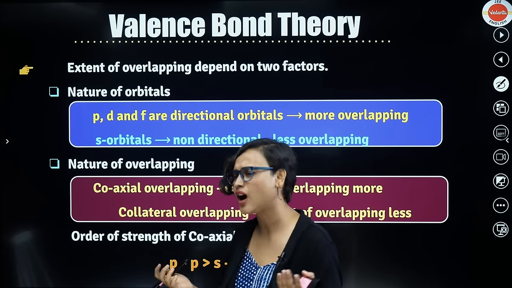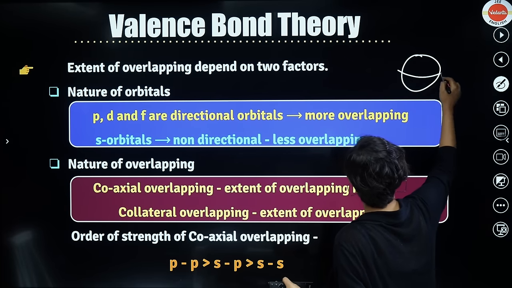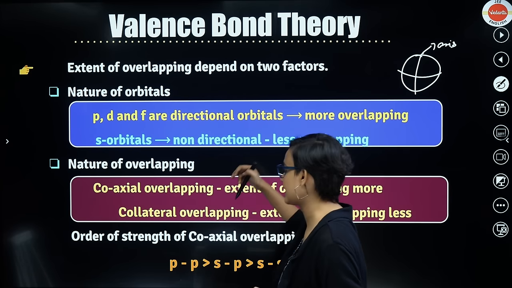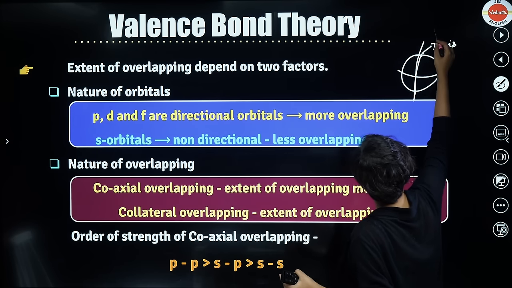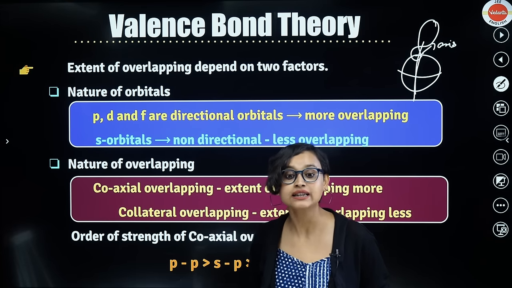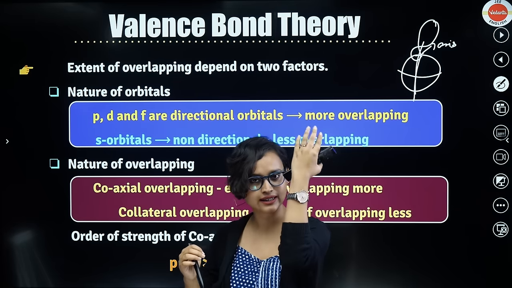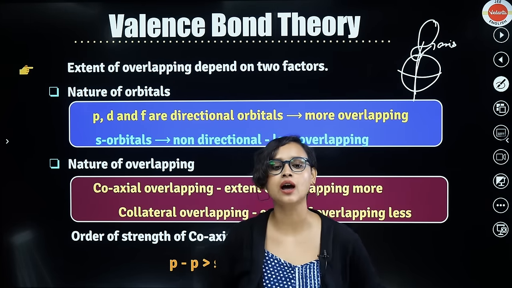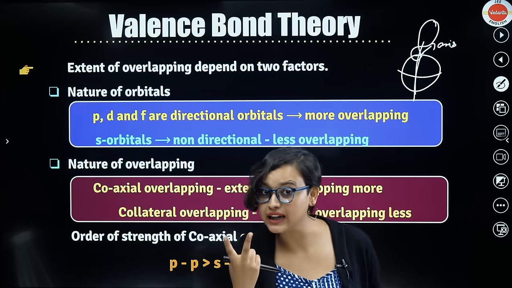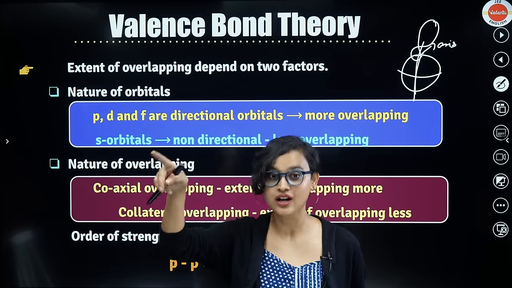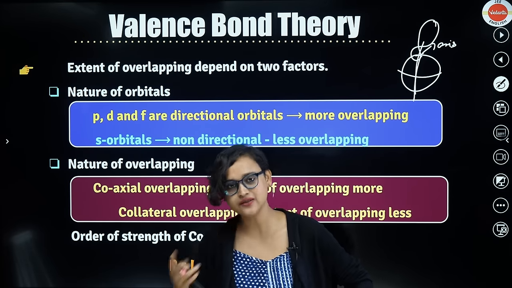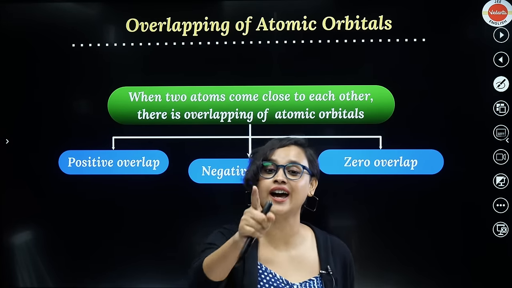Nature of overlapping. Now see, you know how the earth looks, guys? The earth looks like this, right? This is your equatorial and this is your axis, correct? So if it is coaxial, if this is your axis, and another one is coming right along it, then the overlapping is more. If it is collateral, like this is the one and there is another one beside it, then the extent of overlapping is less. Now, if it is p and p, then the overlapping extent is more. If it is p and s, it is a little less. If it is s and s, it's even less. Now, there are three different types of overlapping.